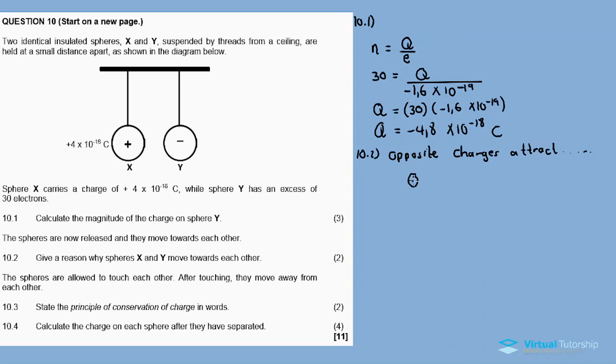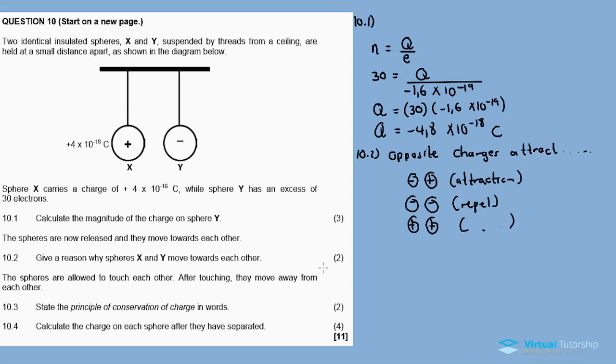A negative and a positive attract. There's the attraction. A negative and a negative are the same charges, so they repel each other, as do a positive and a positive. So X and Y move towards each other because of opposite charges.